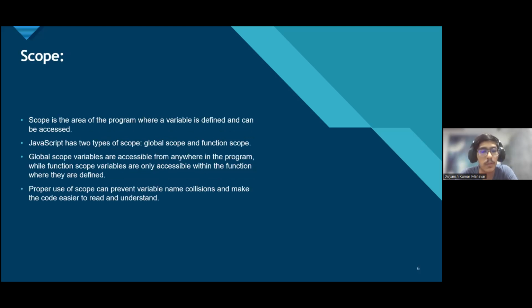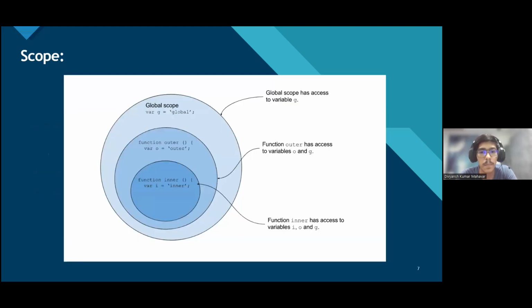Then there is scope. Scope is an area of the program where a variable is defined and can be accessed. JavaScript has two types of scope, global scope and function scope. Global scope variables are accessible from anywhere in the program, while function scope variables are only accessible within the function, not outside. Proper use of scope can prevent variable name collision and make code easier to read and understand.